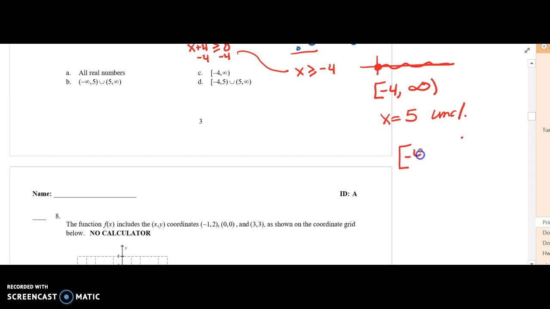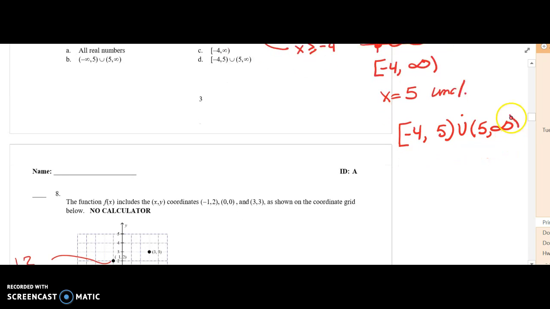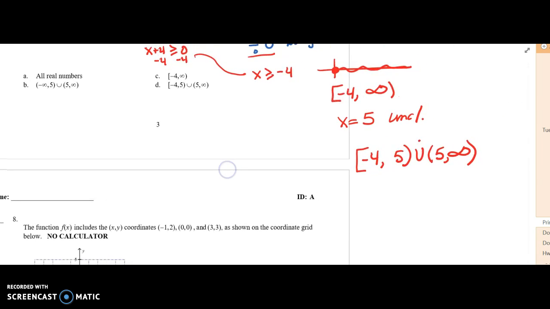So we have negative 4 up until 5, union 5 to infinity. That covers all of this, but then has a break at 5 where we can't be dividing by 0.